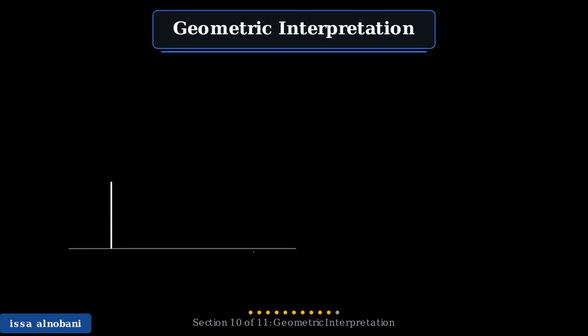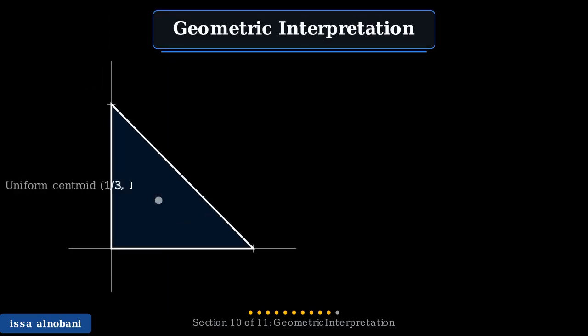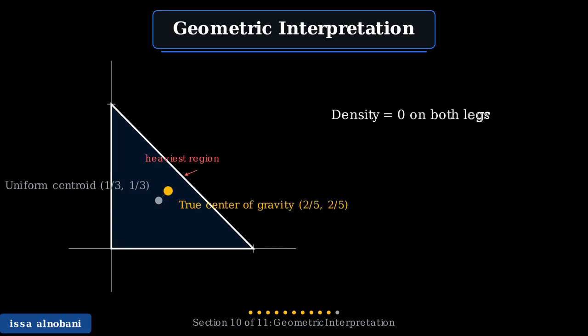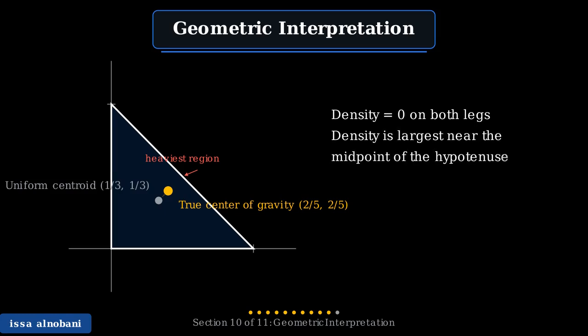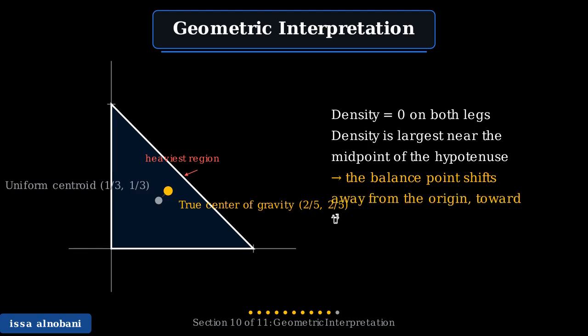Now here's the geometric meaning of our answer. Because our density is 0 along the two legs, and grows toward the hypotenuse, reaching its maximum at the midpoint of the hypotenuse, the true center of gravity shifts away from the origin, toward that heavier region. That's why 2/5 is larger than 1/3, pulled toward where the plate is heaviest.